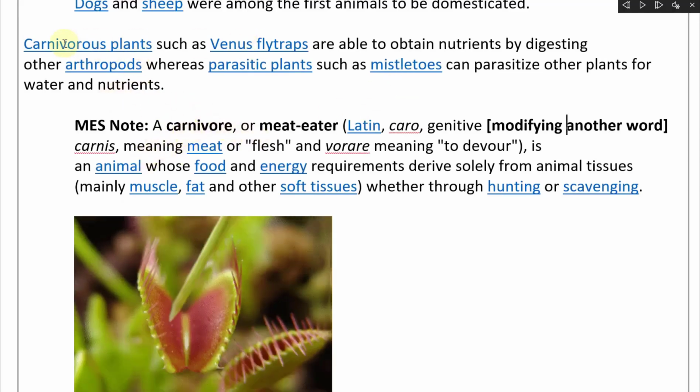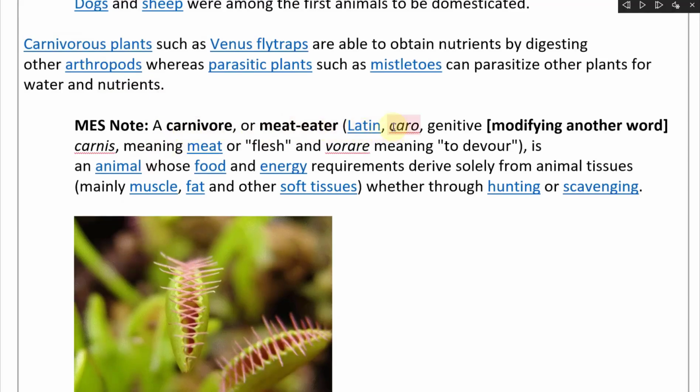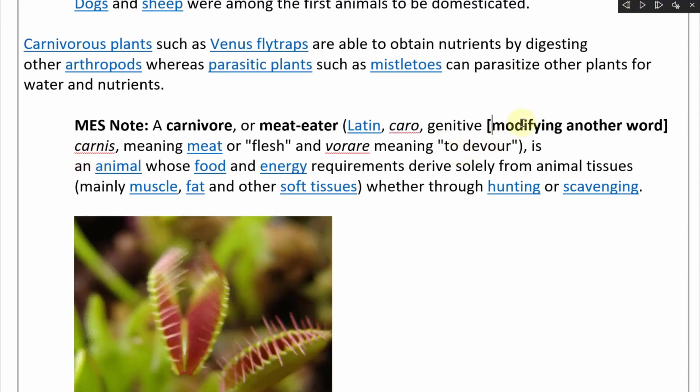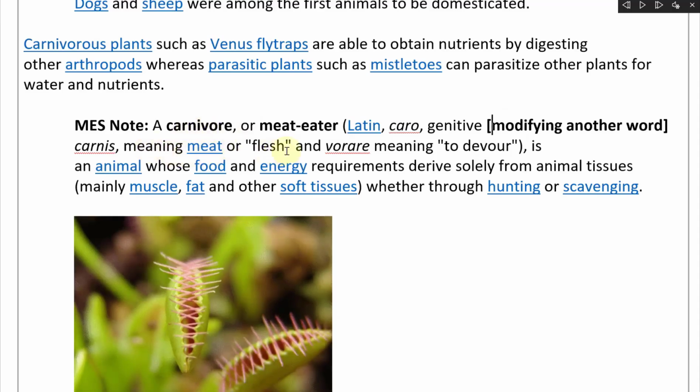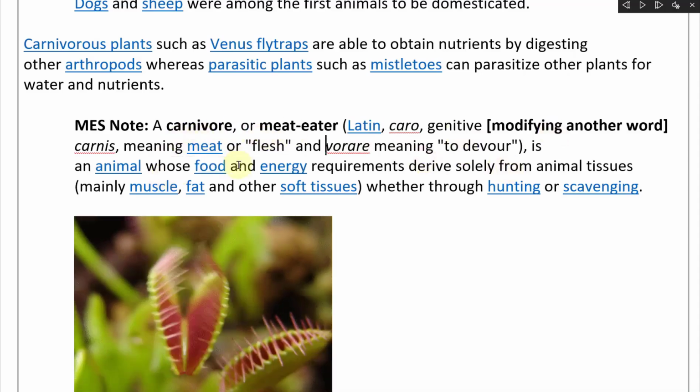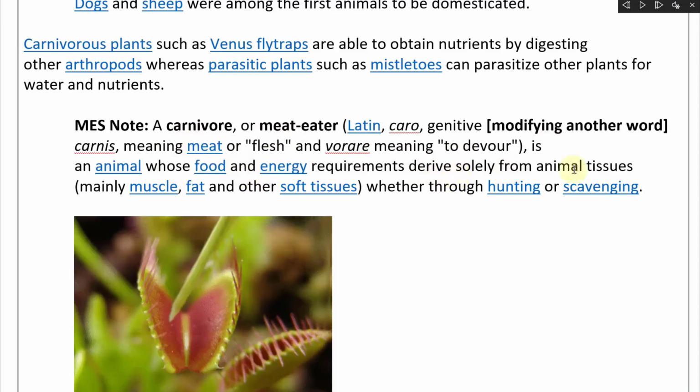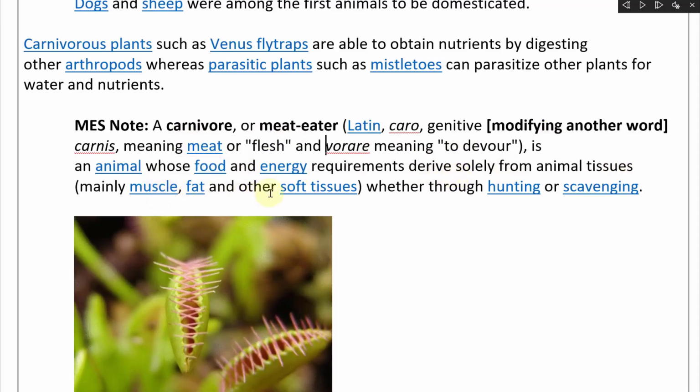So a carnivore, or meat eater. It's Latin for caro. Let's see this pronunciation. Caro. Yeah, caro, and then in the genitive. Genitive is carnis, and genitive is just when you're modifying another word, such as carnivore, meaning meat or quote flesh, and vora. Vorare, meaning to devour. So basically meat devouring. It is an animal whose food and energy requirements derive solely from animal tissues, mainly muscle, fat, and other soft tissues, whether through hunting or scavenging.